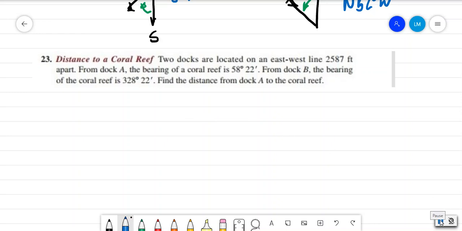Okay, so let's put this together in a way that makes sense. Let's say that we draw a triangle.